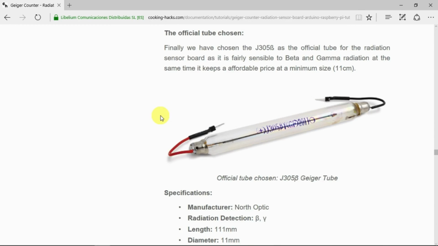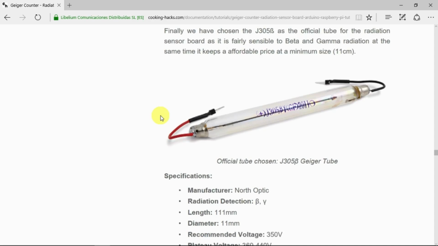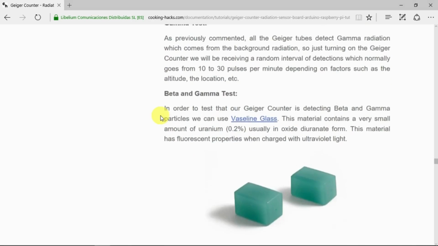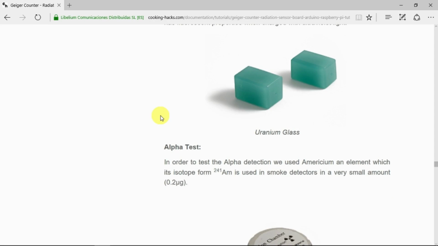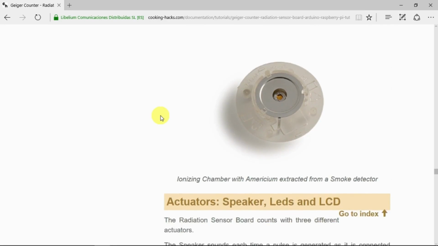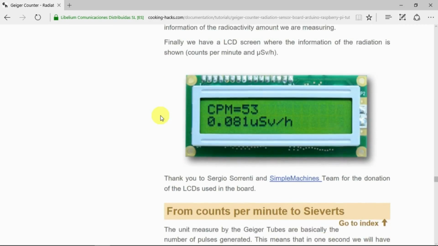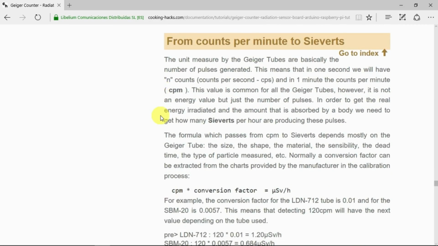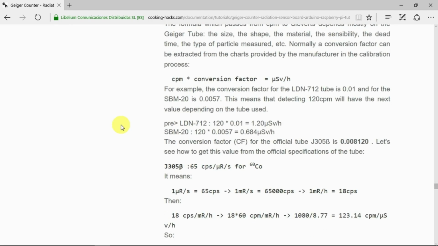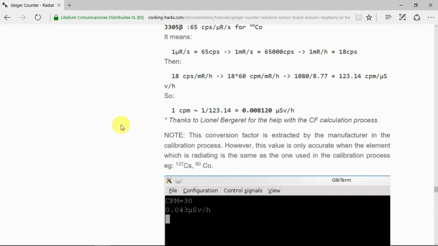Now they have elected to use the same tube that I have, which is fortunate, and it gives you all the technical details there and shows you the various items that you can use to test it. The alpha is not applicable in our case, but if we scroll on down, it gives us the calculation to go from the counts per minute to sieverts, and it's quite a simple calculation that they've done there.